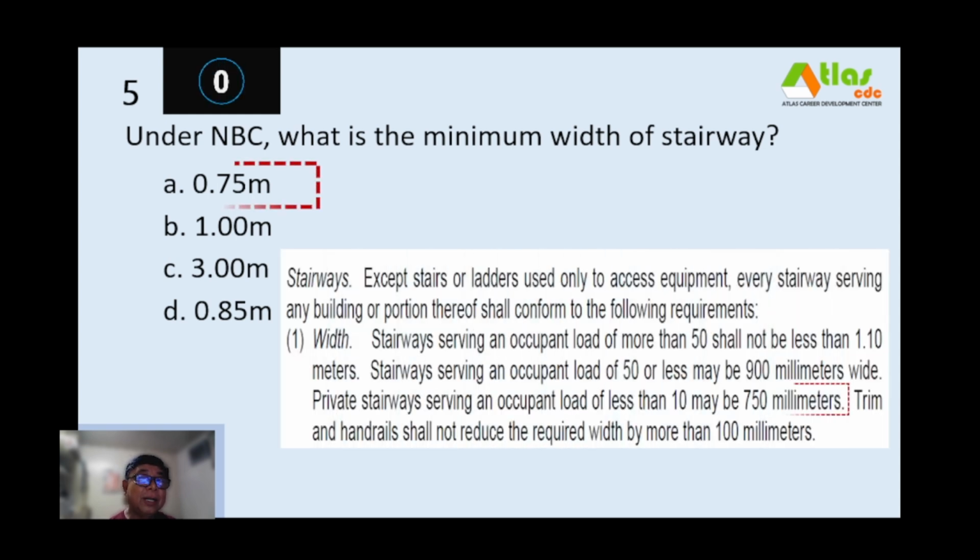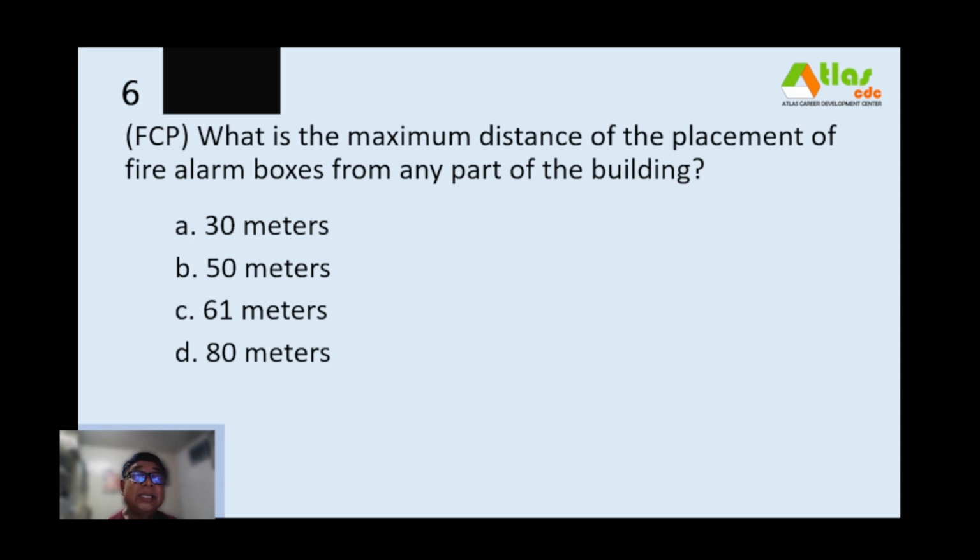And our correct answer is letter A, 0.75 meters. So, private stairway serving an occupant load of less than 10 may be 750 millimeters. Yan ang minimum, no? 0.75 meters. While kapag ang occupant load naman is more than 10 but less than 50, that can be 900 millimeters or 0.9 meters. But if the occupant load is already more than 50, then the width minimum should not be less than 1.10 meters.